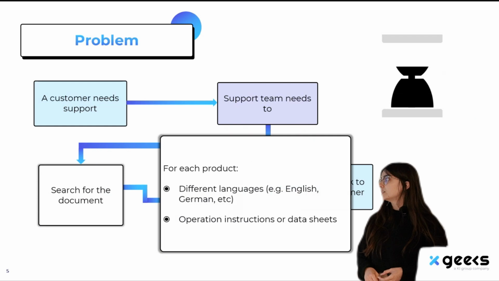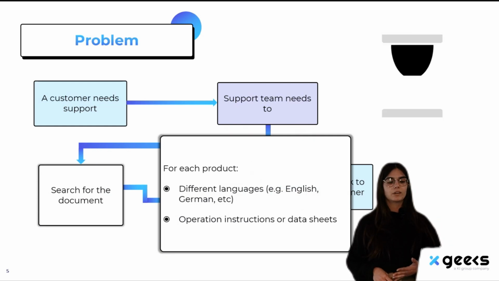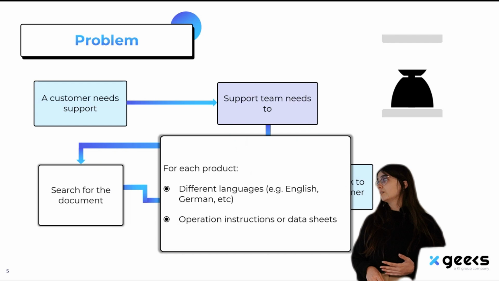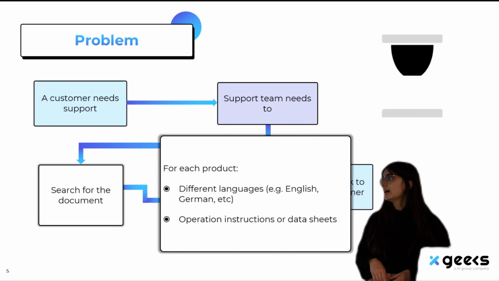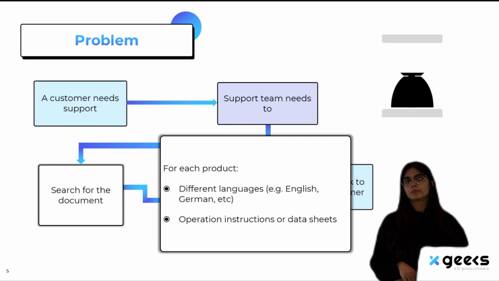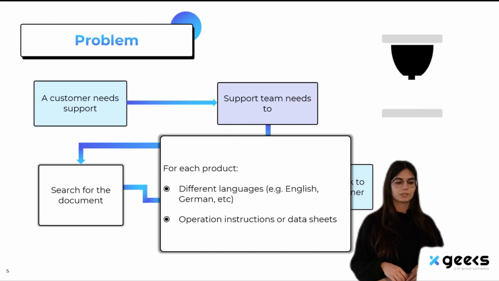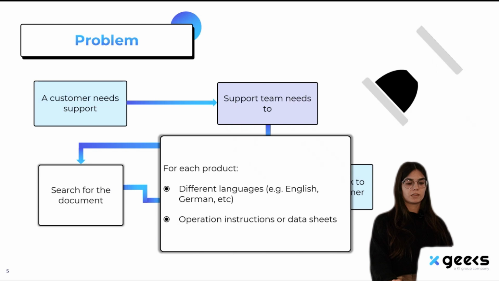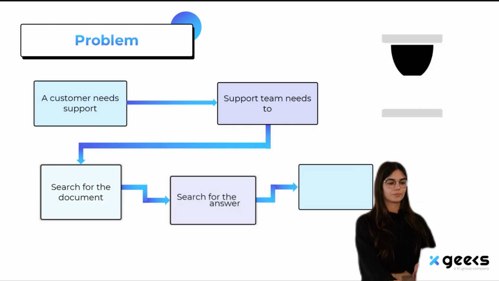It's not that simple because for each product they have a file for each language. They have a file for English, for German, and also they have a file for operation instructions and datasheets for each product. So among all those files, they have to find the right one.